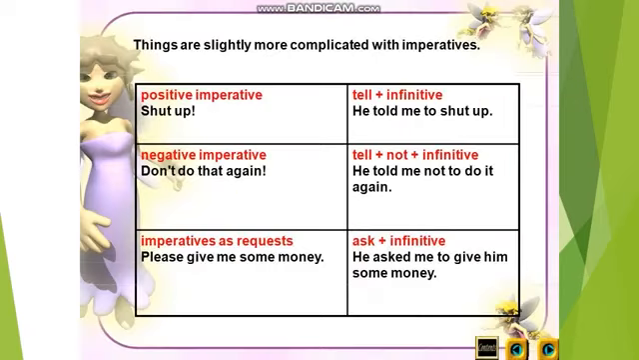Now I'll explain how imperatives are formed in indirect speech. Positive imperative: tell plus infinitive. "Shut up." He told me to shut up. Negative imperative: tell plus not plus infinitive. "Don't do that again." He told me not to do it again. Imperatives as requests: ask plus infinitive. "Please give me some money." He asked me to give him some money.